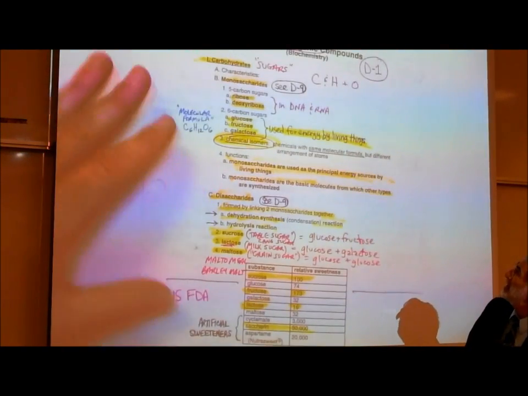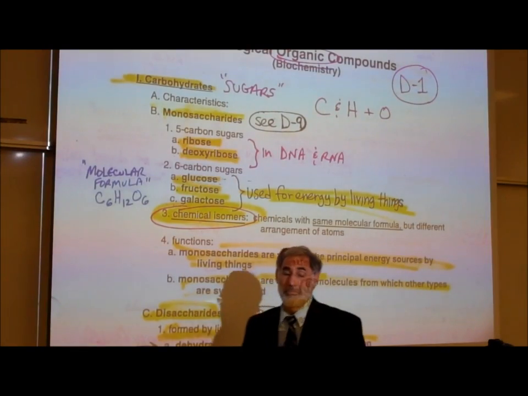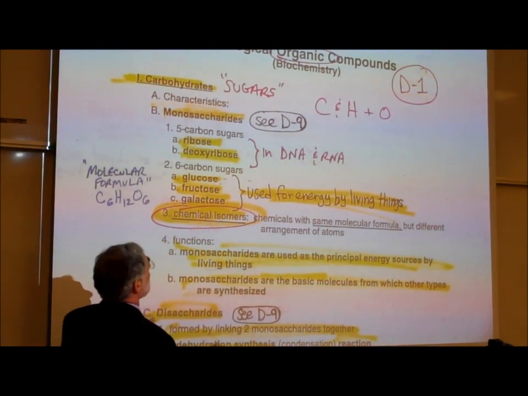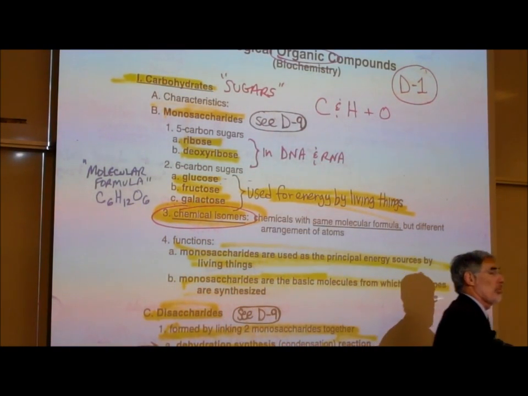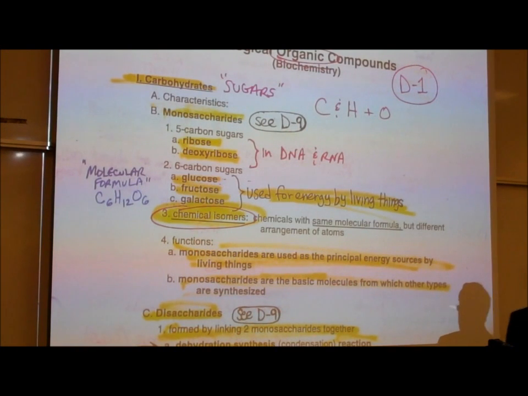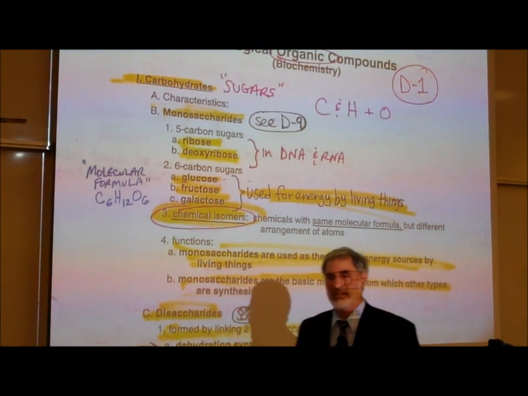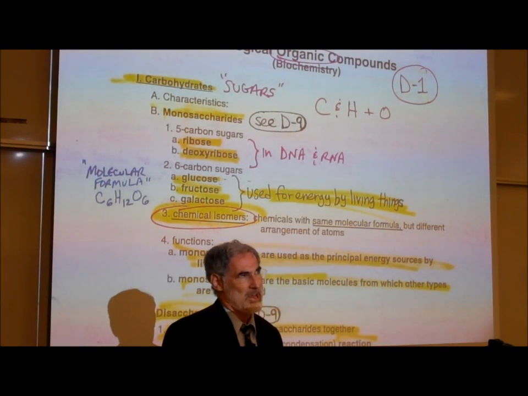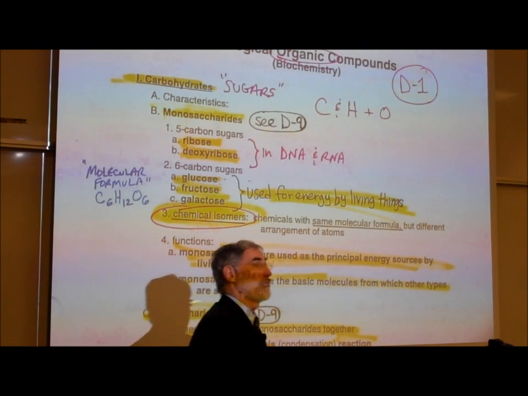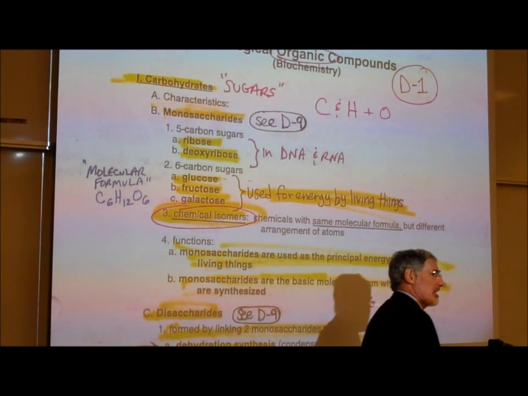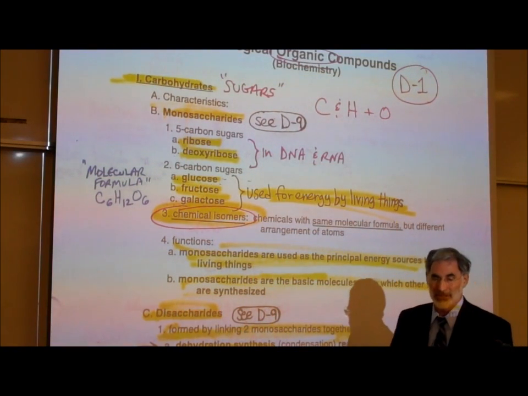Okay, this is page D1. All right, so we are now starting to talk about biological chemistry, the biologically important organic compounds. There are four major categories of biologically important organic compounds, and we actually identified them on the bottom of page C4. Those are carbohydrates, lipids, proteins, and nucleic acids. That's what was listed at the bottom of C4.